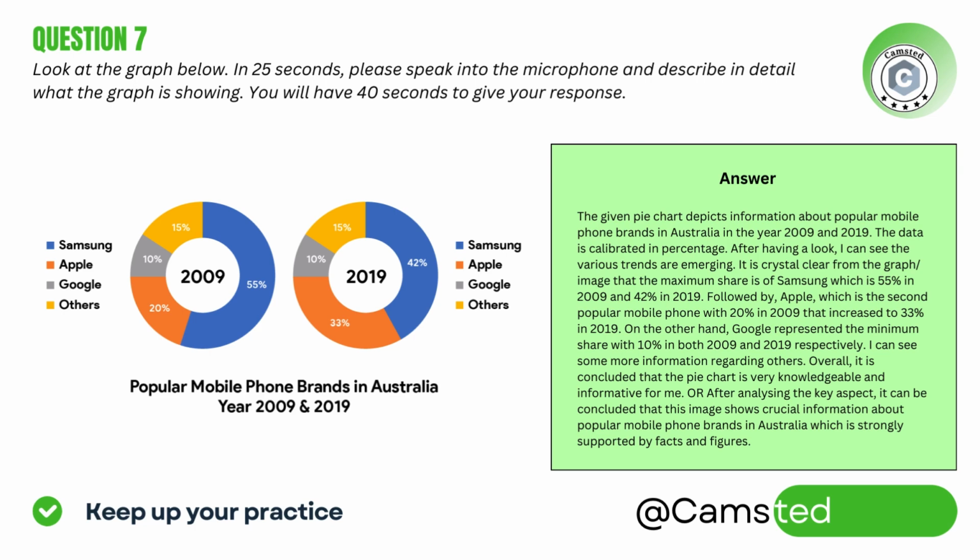Overall, it is concluded that the pie chart is very knowledgeable and informative for me. Or after analyzing the key aspect, it can be concluded that this image shows crucial information about popular mobile phone brands in Australia, which is strongly supported by facts and figures.